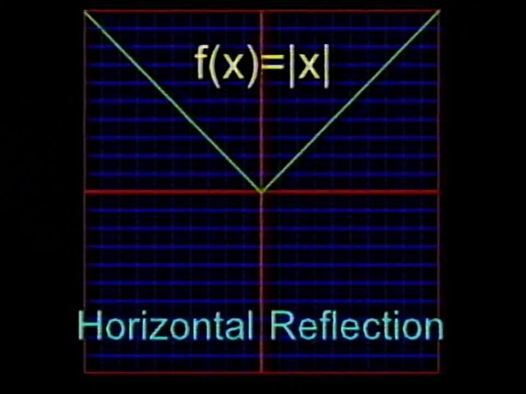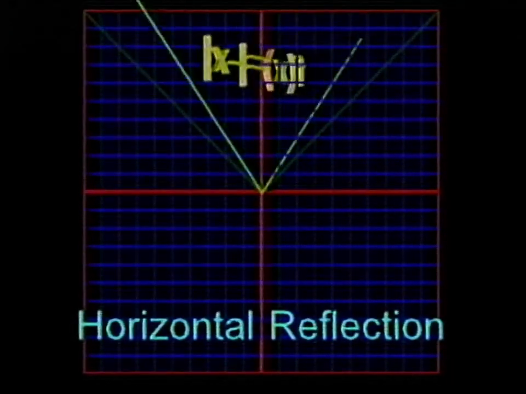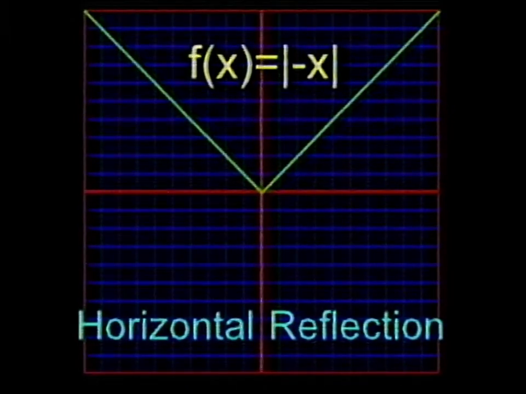Horizontal reflection flips over the y-axis. I didn't say anything about this before, since the graph would look exactly the same. But if you put a negative in front of the x, but inside the absolute value, the graph will do this. It'll flip over the y-axis. The graph will only look different if you have another value in the absolute value, with the x, you know.